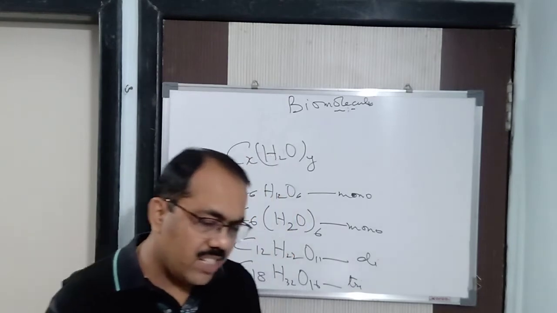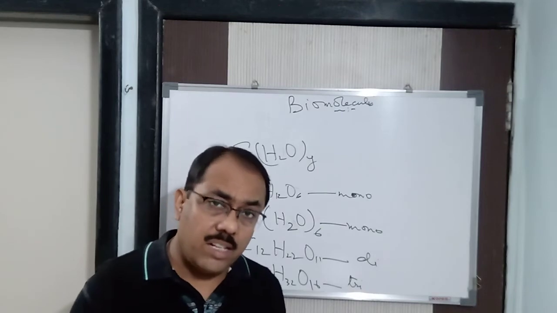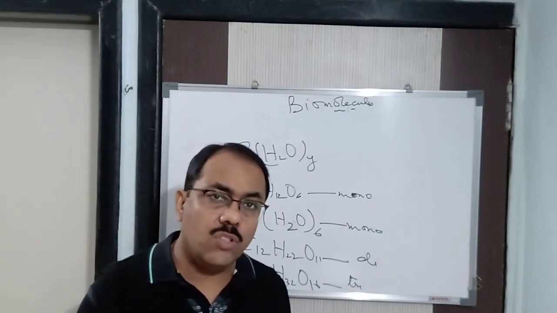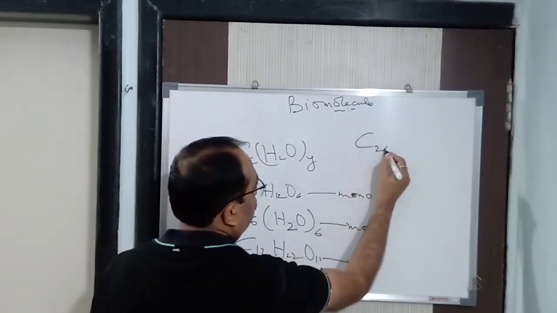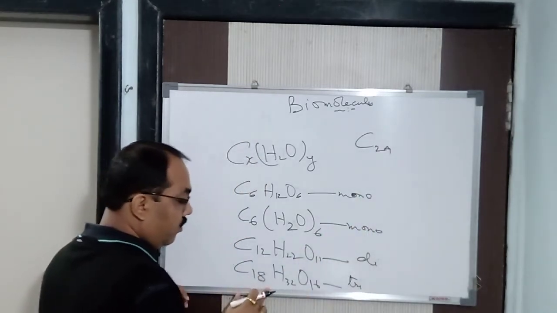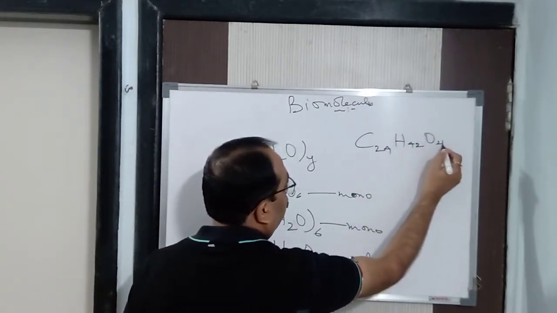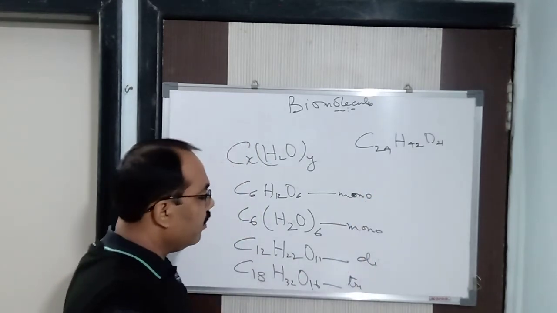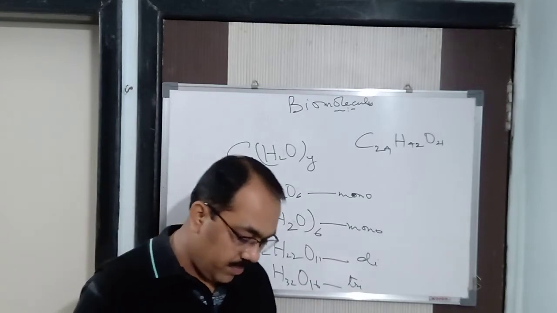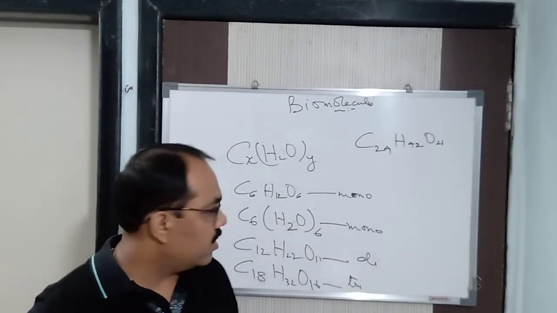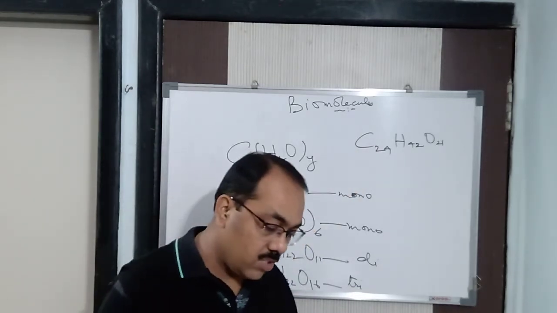Similarly, an example of tetrasaccharides is stachyose. Now can you tell me the formula of stachyose based upon this? Carbon will increase by 6, so it will be C24. Hydrogen will increase by 10, so it will be H42. And oxygen will be half of that, which is 21. So in this way you can remember it. That is your stachyose, which comes under tetrasaccharides. This is mono, di, tri, and this is your tetrasaccharide, stachyose.